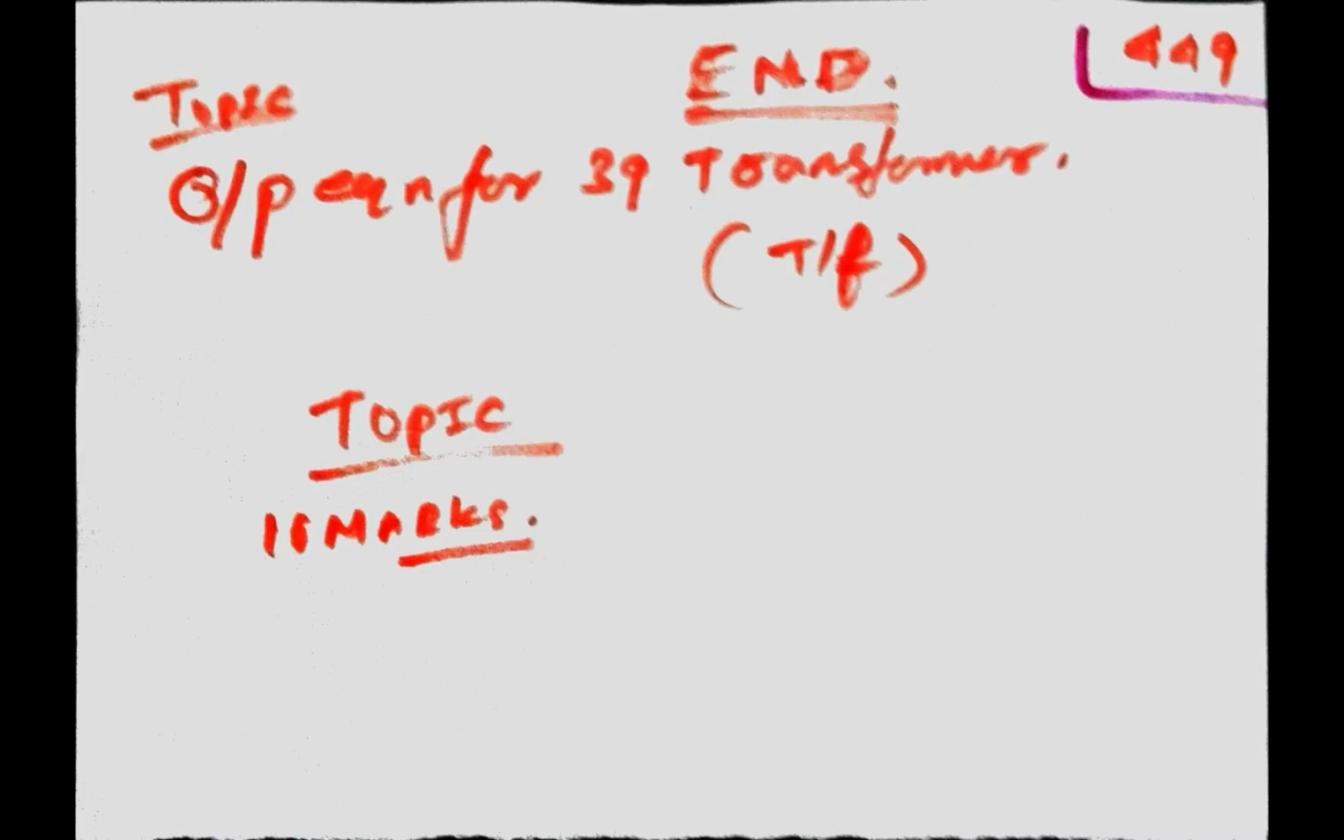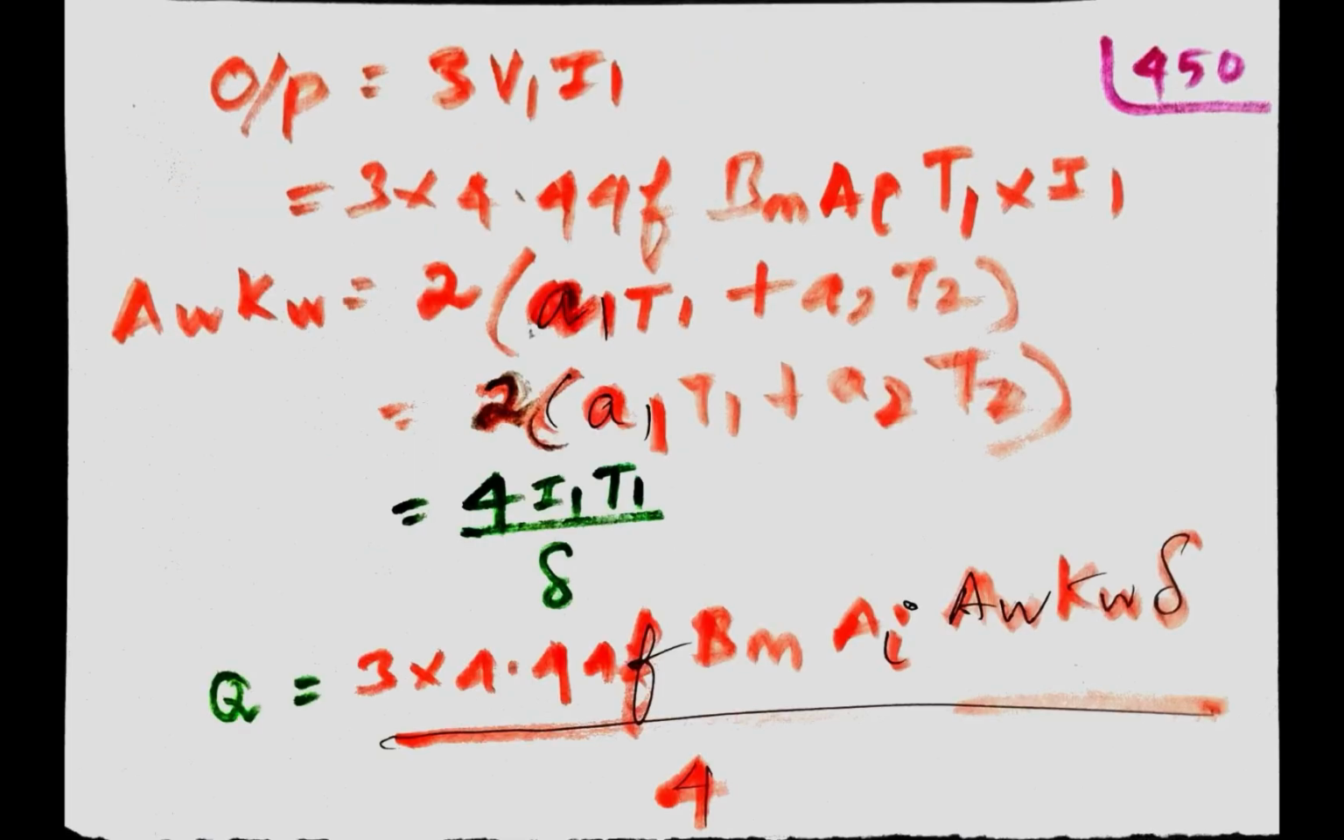Topic: output equation for three-phase transformer. That is expected for 10 marks questions. Output is equal to 3 V1 I1 in a three-phase transformer. Output is 3 into 4.44 f Bm Ai T1 into I1. Aw Kw is equal to 2 into A1 T1 plus A2 T2. That is, Aw Kw is equal to 4 I1 T1 divided by delta. Q is equal to 3 into 4.44 f Bm Aw Kw delta divided by 4.